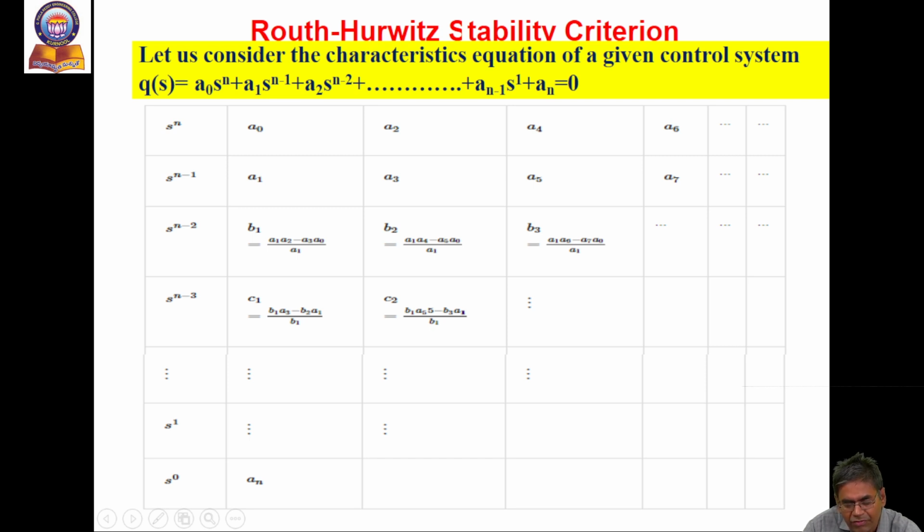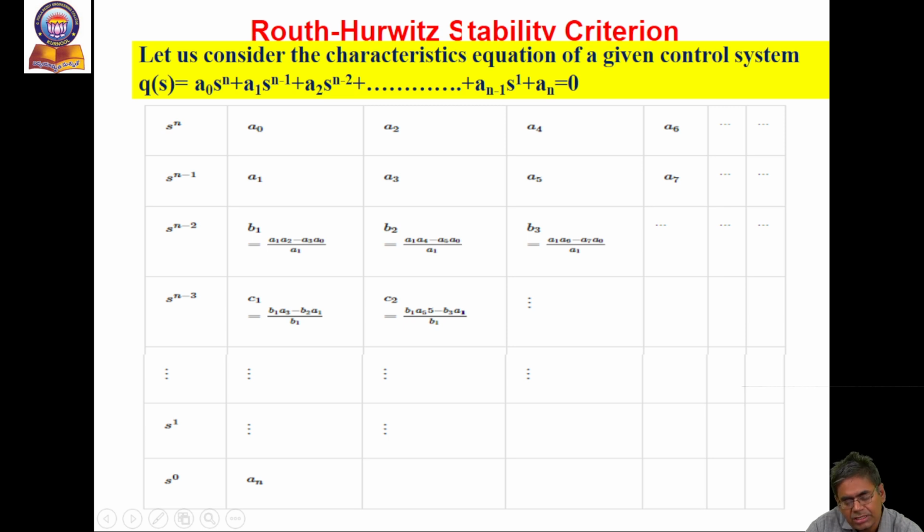Only two rows are filled directly using the given characteristic equation. Then we calculate the s^(n-2) row and the s^(n-3) row up to the s^0 row. After filling all the elements in the Routh tabulation, observe whether all the elements in the first column of the Routh table have the same sign.